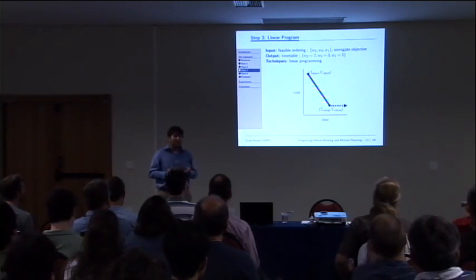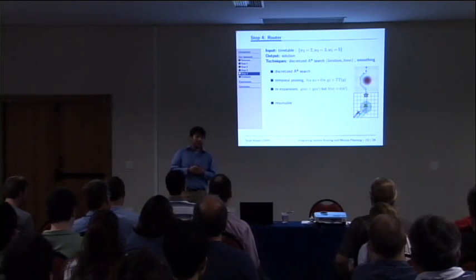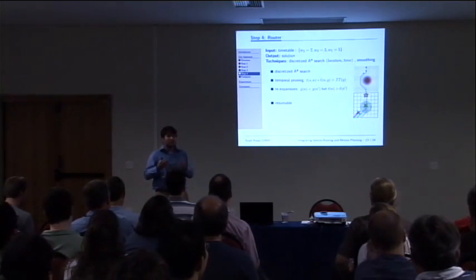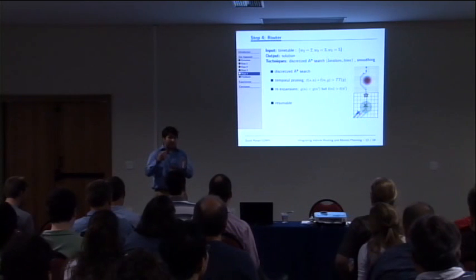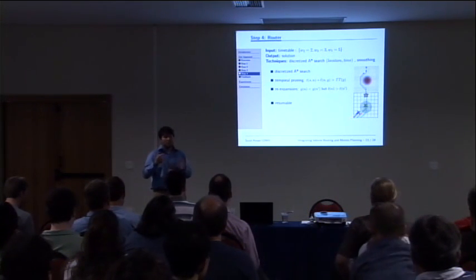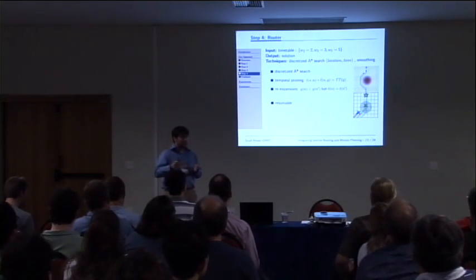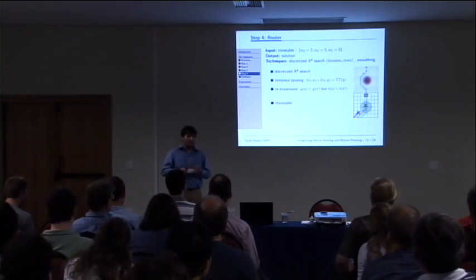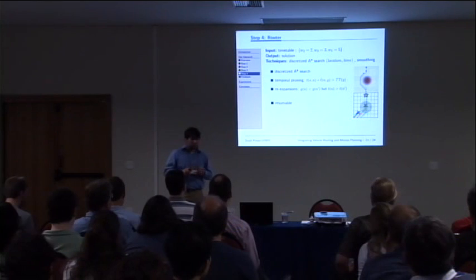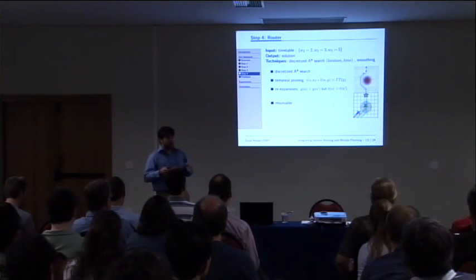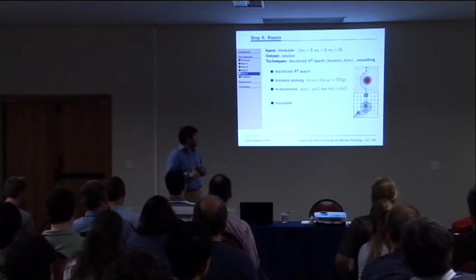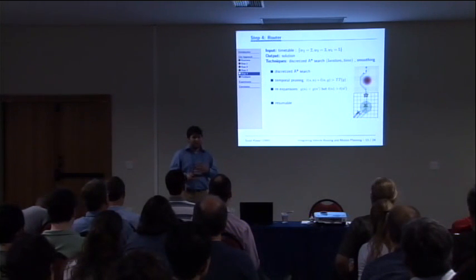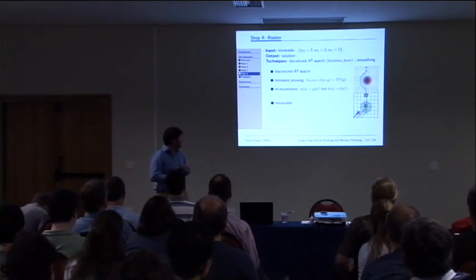This timetable then gets passed on to the router, as I hinted at earlier, where we will try to instantiate this timetable with actual motion plans that get between these waypoints. We do this by using a discretized A-star search over location and time. And then we use a preprocessing smoother to get rid of some of these dynamically infeasible turns.